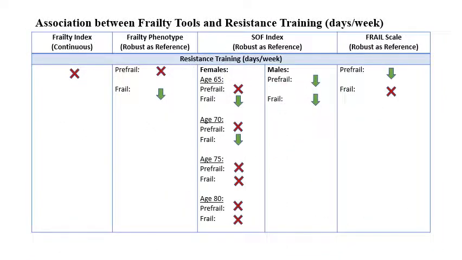For resistance training, to note, there's no association between increased frailty by the frailty index and time spent in resistance training per week. Another point is that males who are pre-frail or frail by the FOF index show that compared to being robust, the frailer you are, the less resistance training you engage in. The other tools show conflicting narratives, however, only the FOF index has sex and age differences to take into consideration.